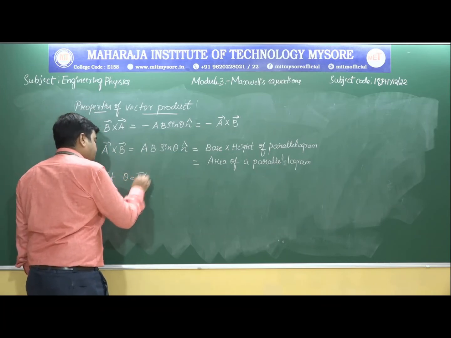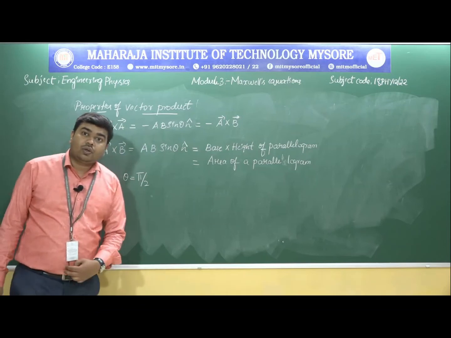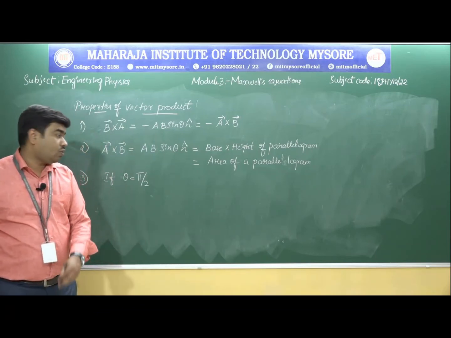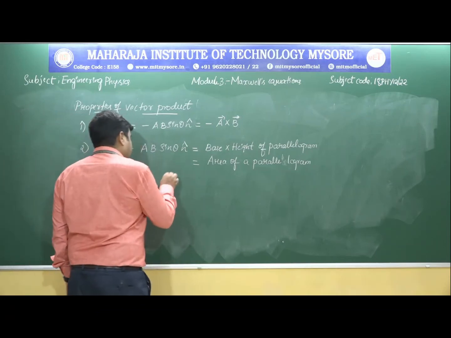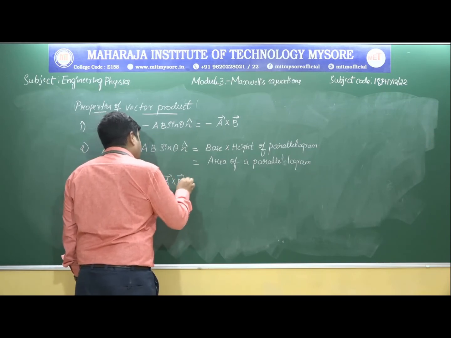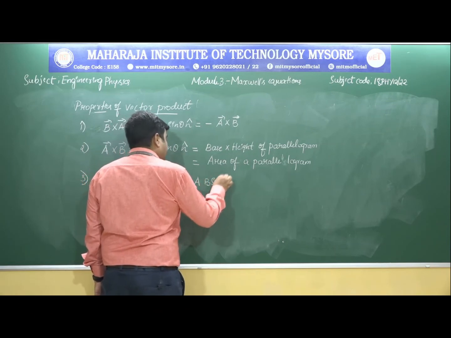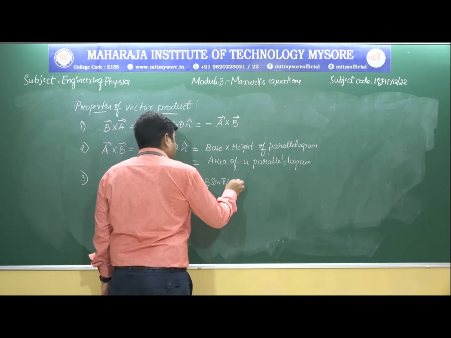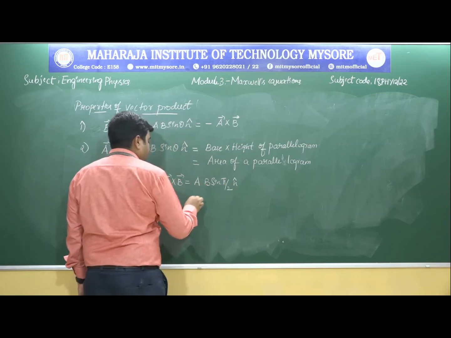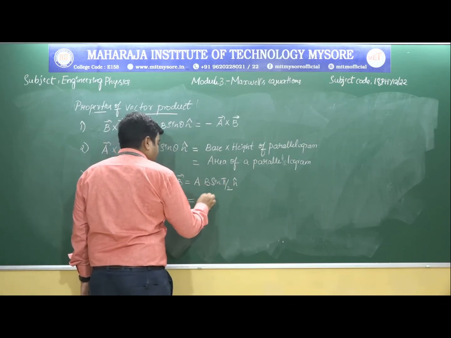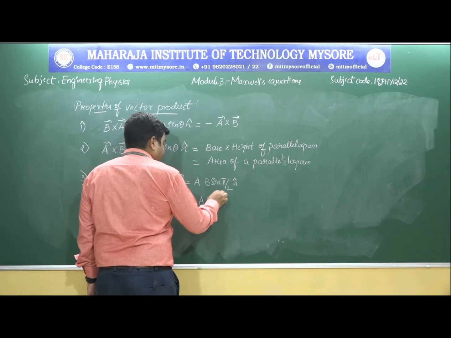If the angle between those two given vectors is equal to pi by 2, then vector A cross vector B is equal to AB sin pi by 2 into n cap. Sin pi by 2 is 1. So, AB into n cap.